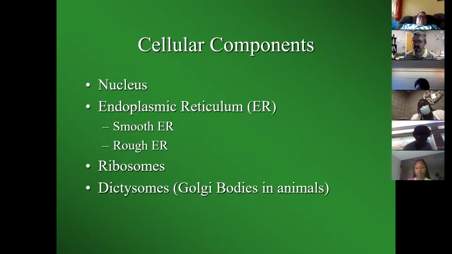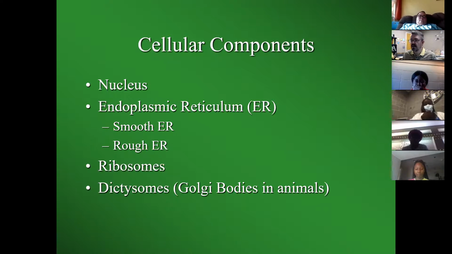You're not going to get into great detail here because you're going to get this in other classes. So plants have nuclei, just like we do. They're eukaryotic organisms. They have endoplasmic reticulum, sometimes abbreviated as ER. So there is smooth ER and rough ER. Can anybody tell me what the endoplasmic reticulum does?